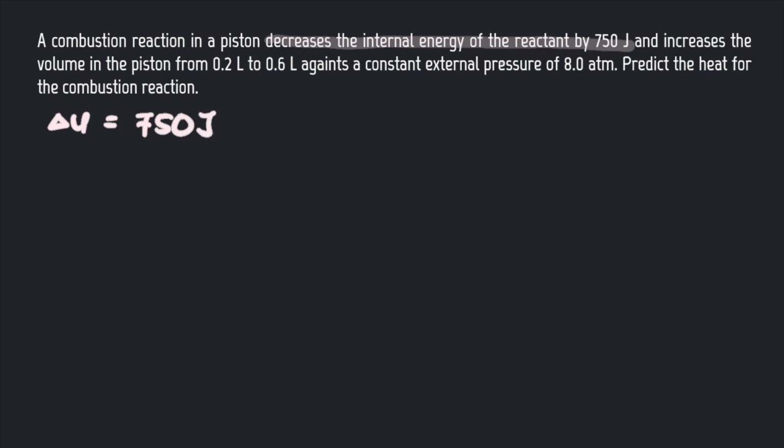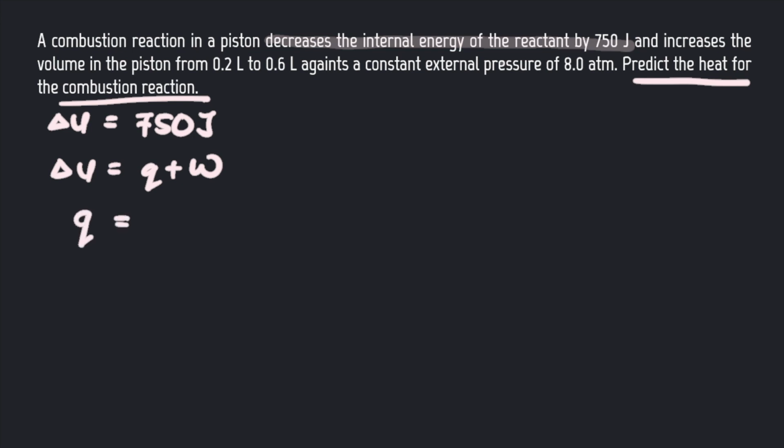Okay, so since we have this data, you can use delta U is equivalent to Q plus W. But in the question, predict the heat of the combustion reaction. So you want to calculate Q. So you need to rearrange this equation. Q is equivalent to delta U minus W. Alright, so what about W? In this question, you were not given the value of W as is. So you need to convert this W into another formula as well.